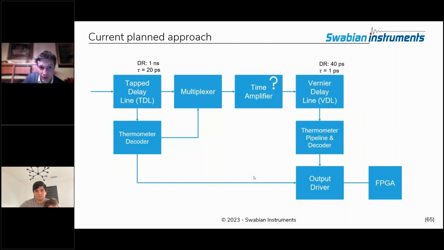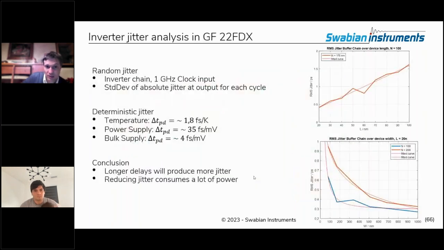So it's really a tap delay line and thermometer decoder for the coarse one with a range of 1 nanosecond, which means that the chip will be driven by a 1 gigahertz clock. And the delay element size there is around 20 picoseconds. And then the fine one will have a delay of about 1 picosecond and a range of 40, so just 40 elements.